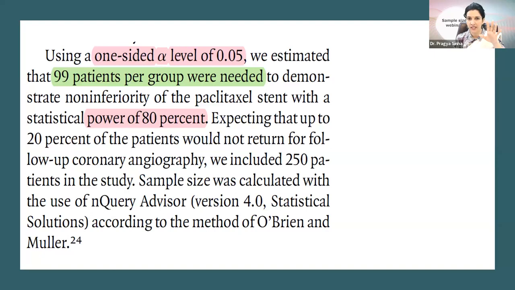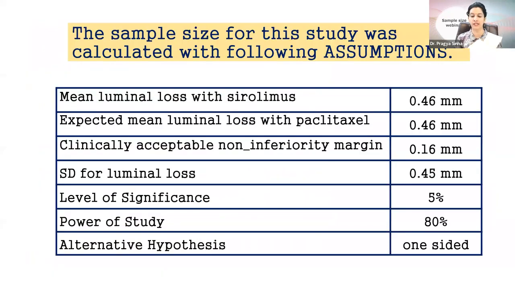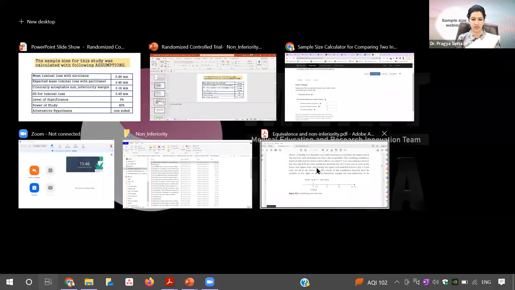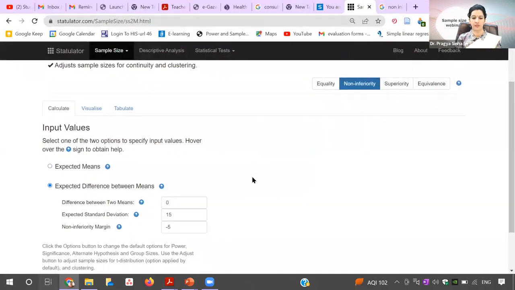I'll just see this example, then I'll go back to the formula and explain what is the difference if you take this margin maybe not equal. So in this case, you will see that this was the input. So I'll go back again to the statulator. So the difference between the two means will be 0 here.